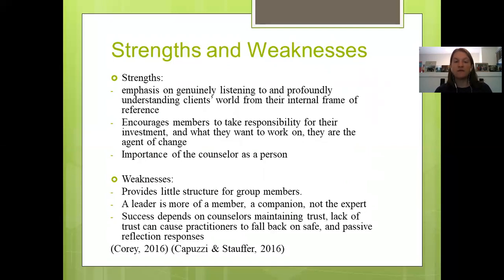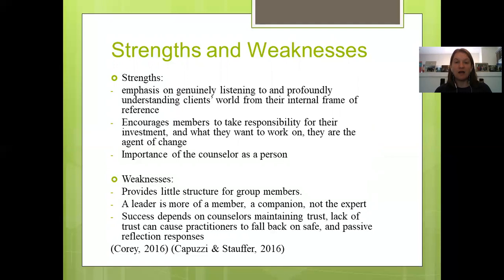Some strengths of person-centered theory are its emphasis on genuinely listening to and profoundly understanding the client's world from their internal frame of reference. It encourages members to take responsibility for their investment and what they want to work on. They are the agent of change. There is also the importance of the counselor as a person.